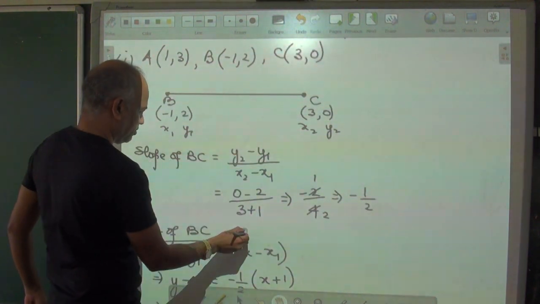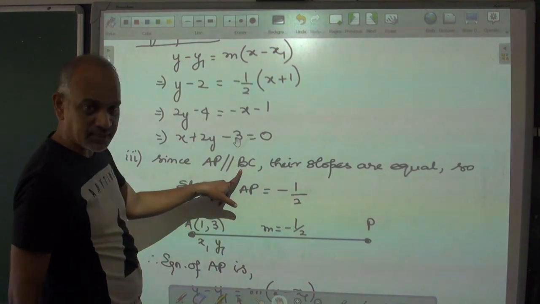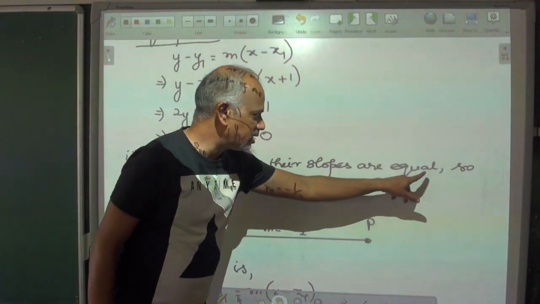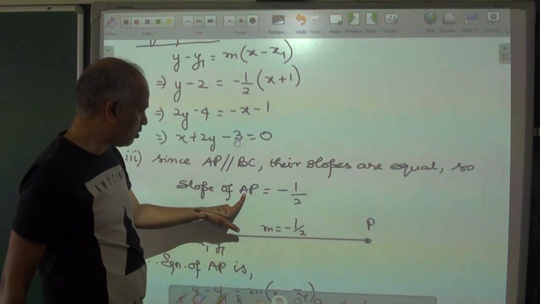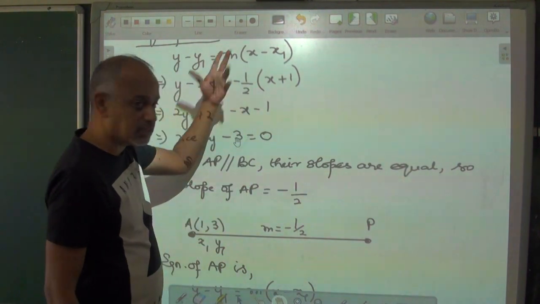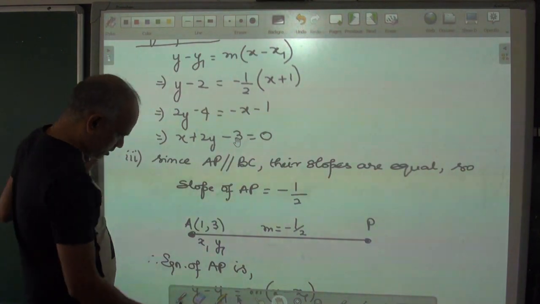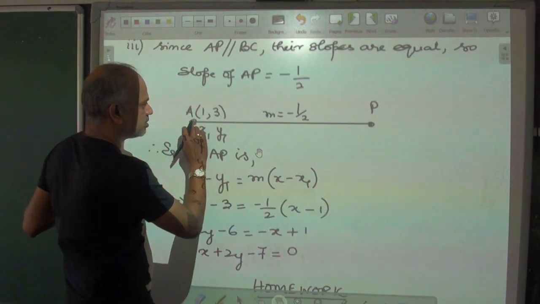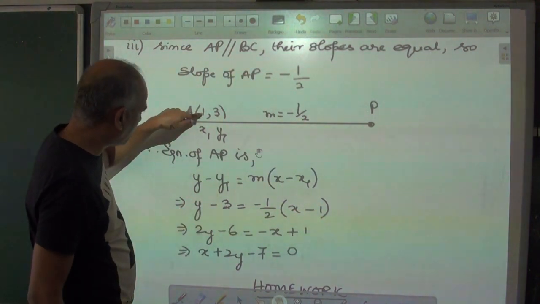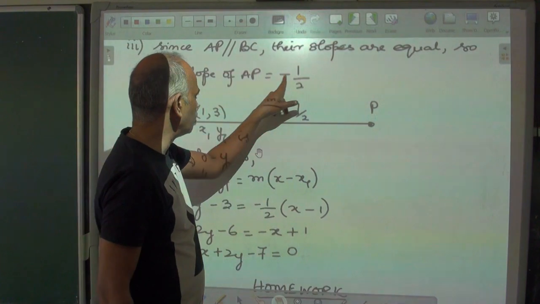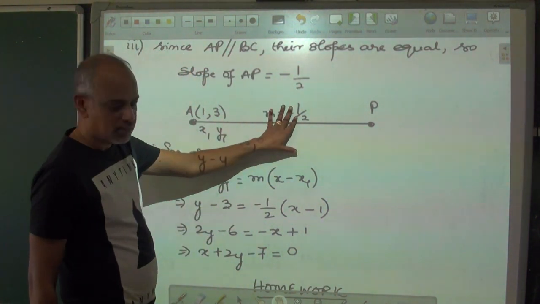So, you're going to line AP. Since AP and BC are parallel, their slopes are equal. So the slope of AP, the second line for which you're going to find the equation, is the same as for BC, that is minus 1 by 2. So this is the line AP I've drawn separately. You know coordinates of A, 1, 3, and you also know the slope is minus 1 by 2. Okay. So 1 point you know slope, you can find its equation.